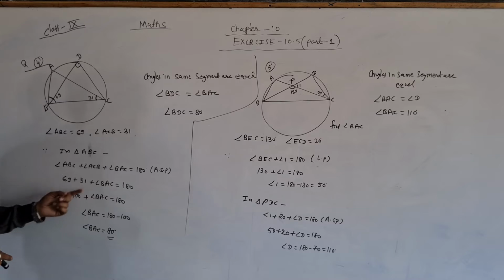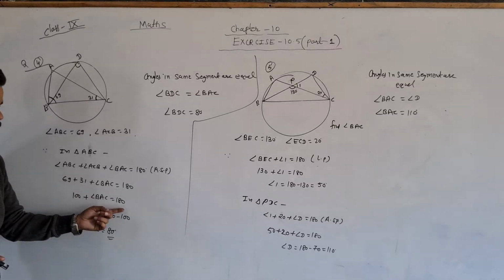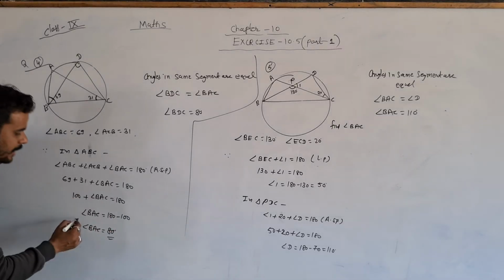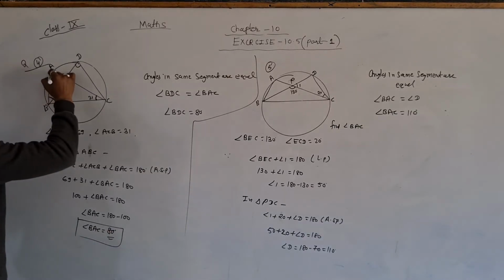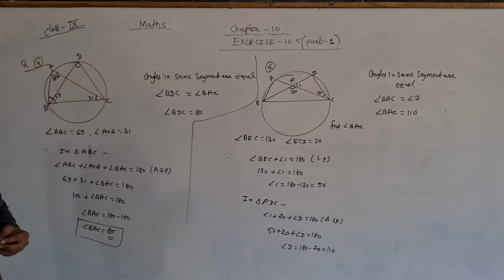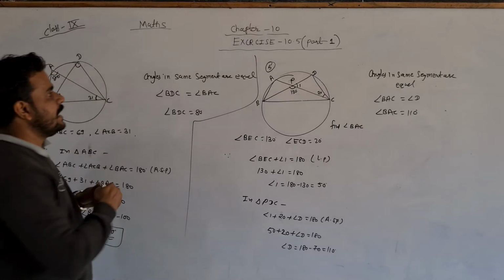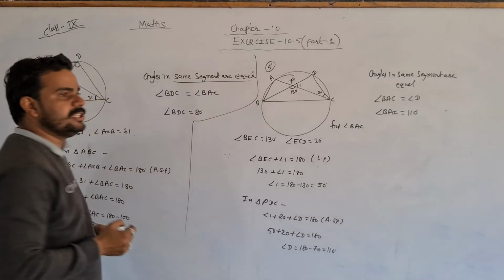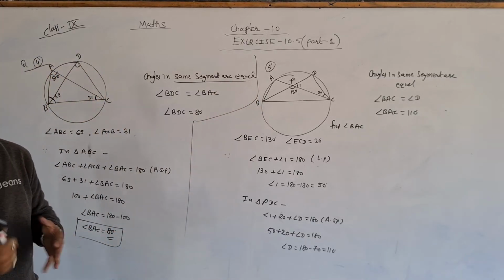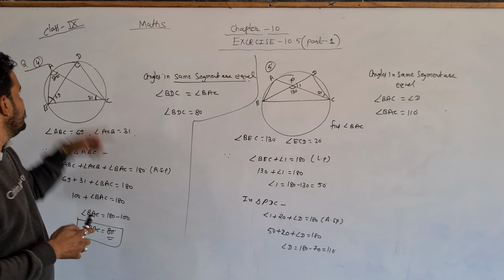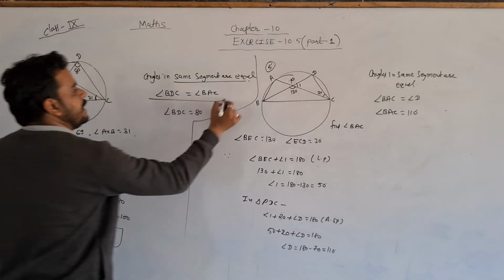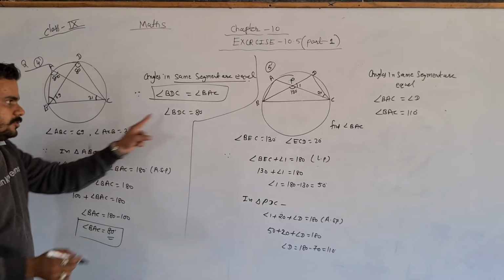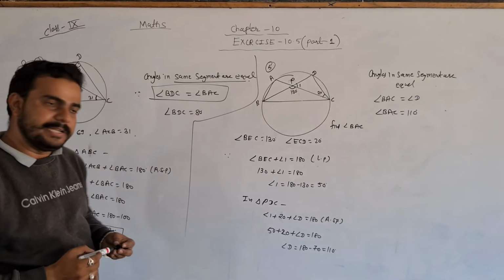So 69 plus 31 is 100. So angle BAC equals 180 minus 100. The answer is 80 degrees. So now as you know this angle is 80 degrees. For the first property, the very first property I told you, angles in the same segment are equal to each other. So this angle is 80 and this is also 80. The angles in the same segment are equal. So angle BDC is equal to 80 degrees.